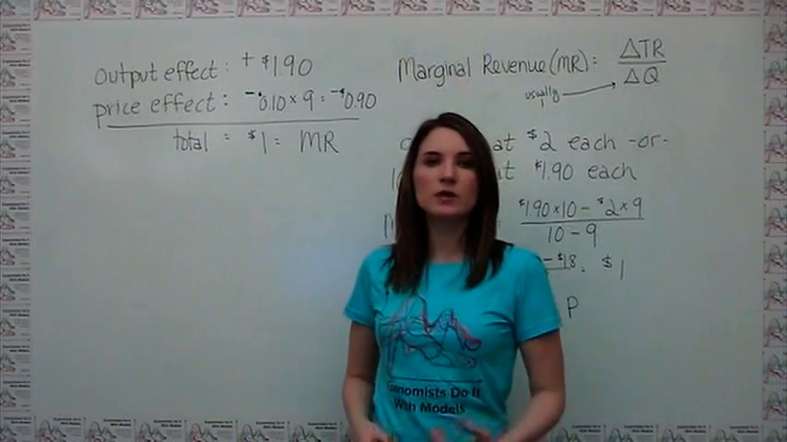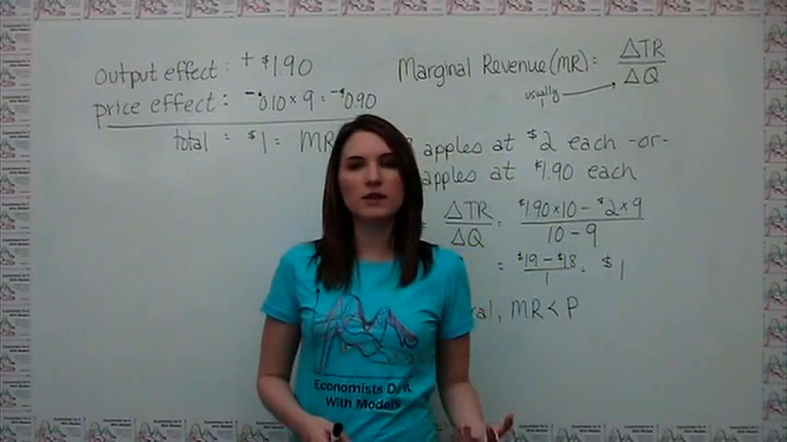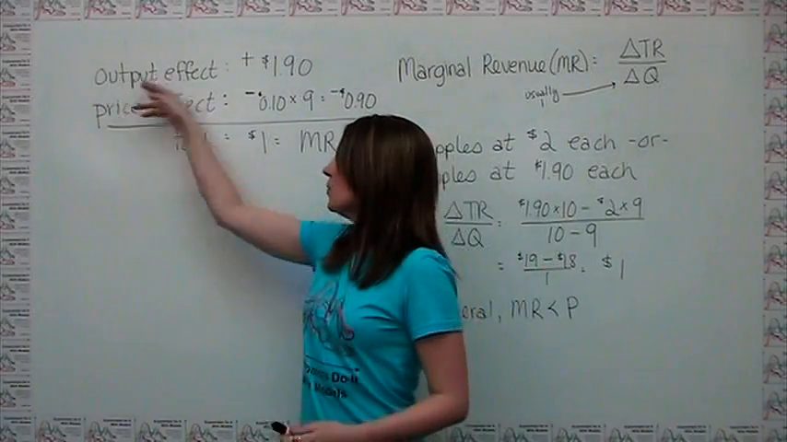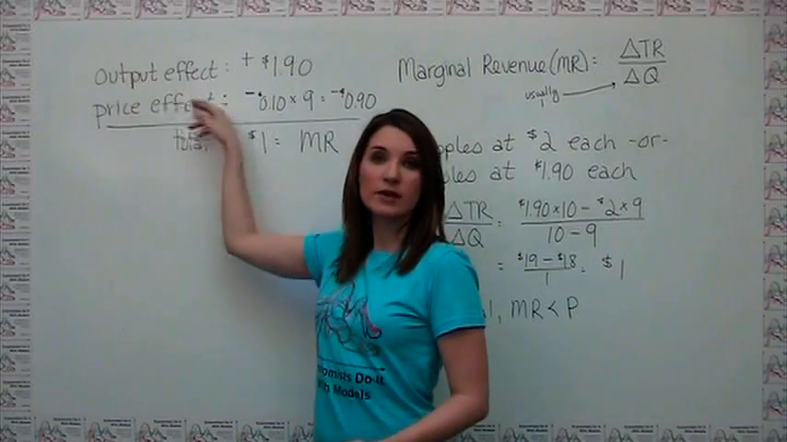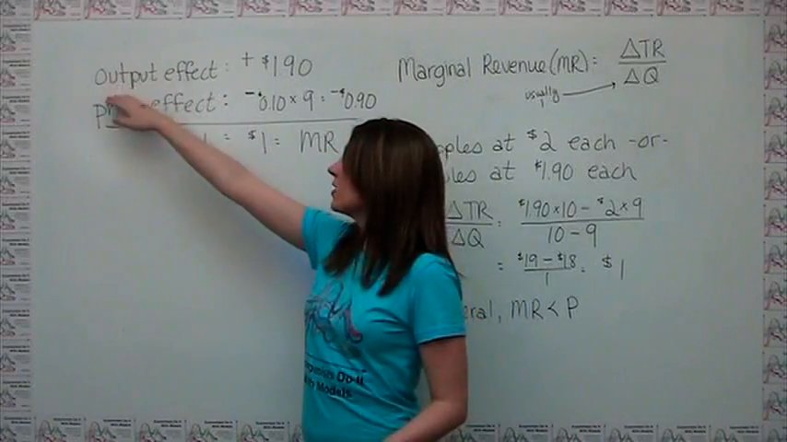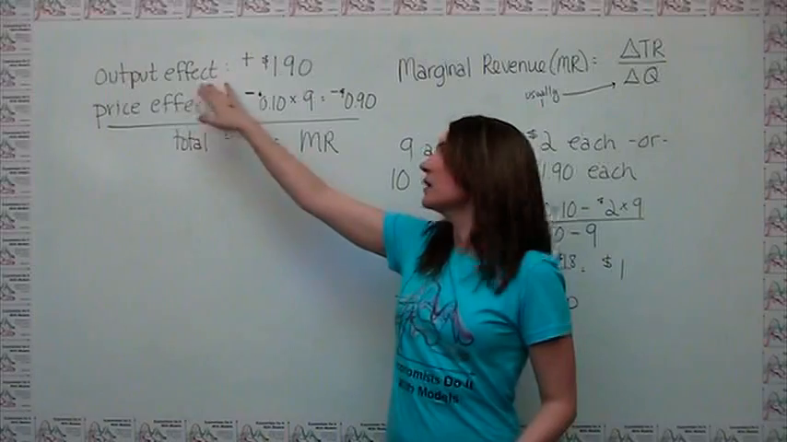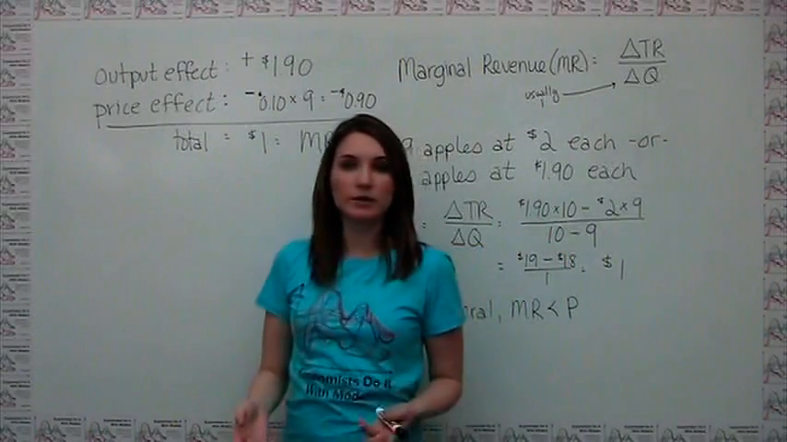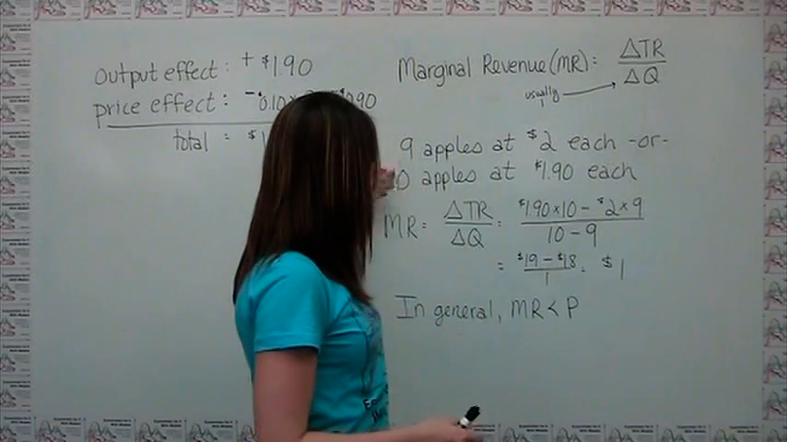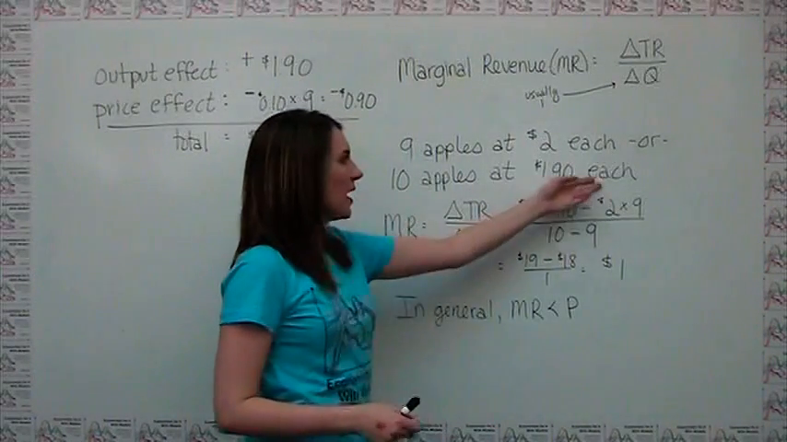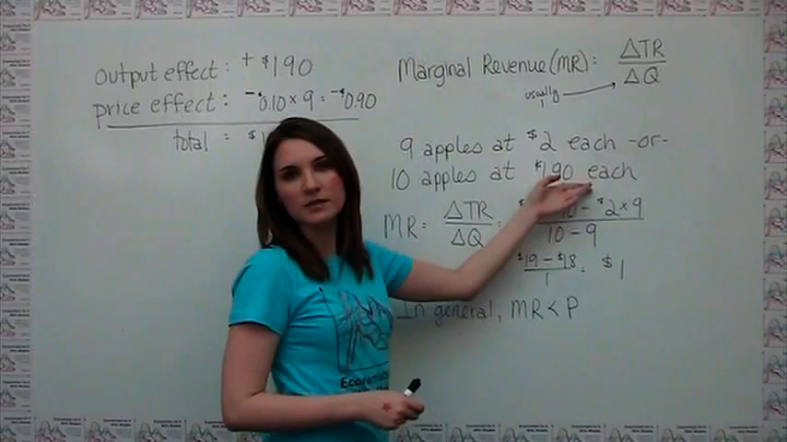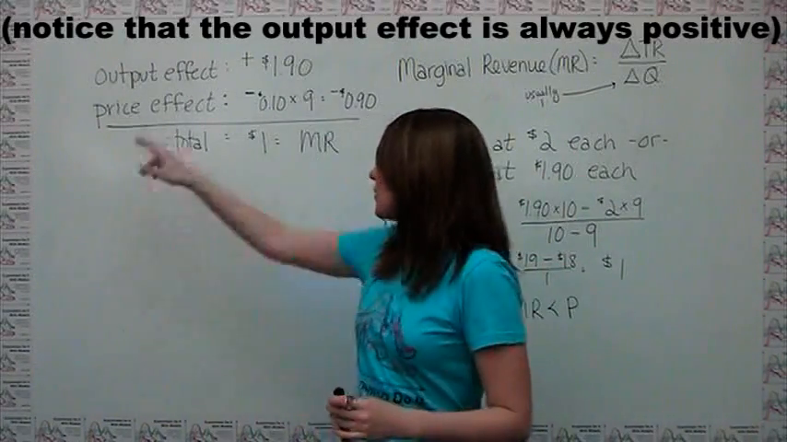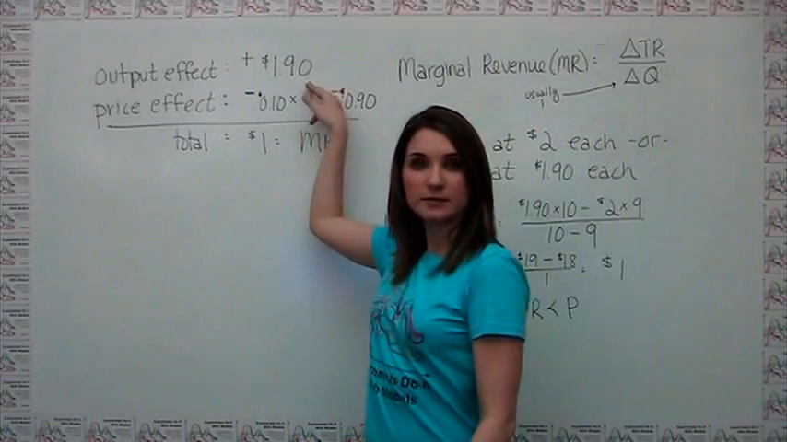When calculating marginal revenue, we can actually break the process down into two separate effects, namely the output effect and the price effect. The output effect is simply the extra dollars you take in as a result of selling the extra output. So in this case, since you sold that 10th apple at $1.90, you took in an extra $1.90 from that extra output, and the output effect is $1.90.